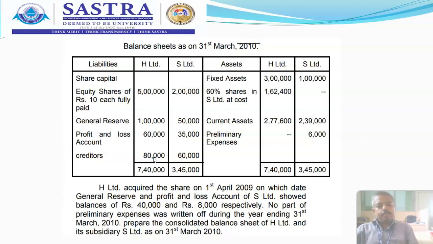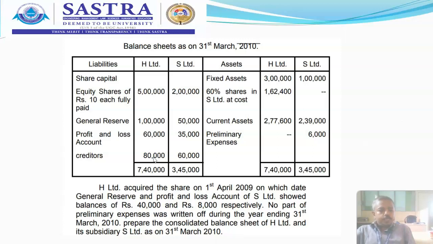And in between, if there is any transfer to general reserve, we consider it. The general reserve in the current year stood at 50,000, and the previous year it showed 40,000. So 10,000 has been increased. How does the general reserve increase? Because someone has transferred from the current year profit to general reserve. So that's why we have taken 10,000.